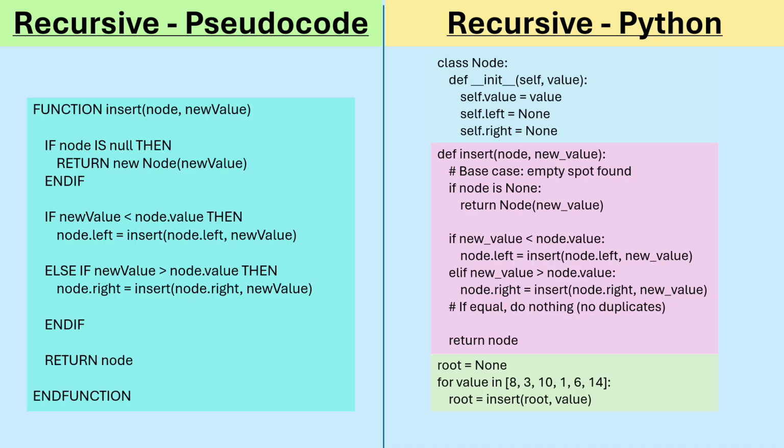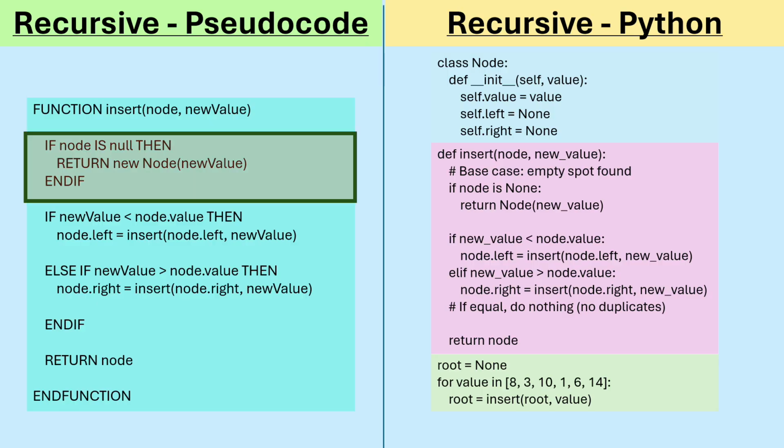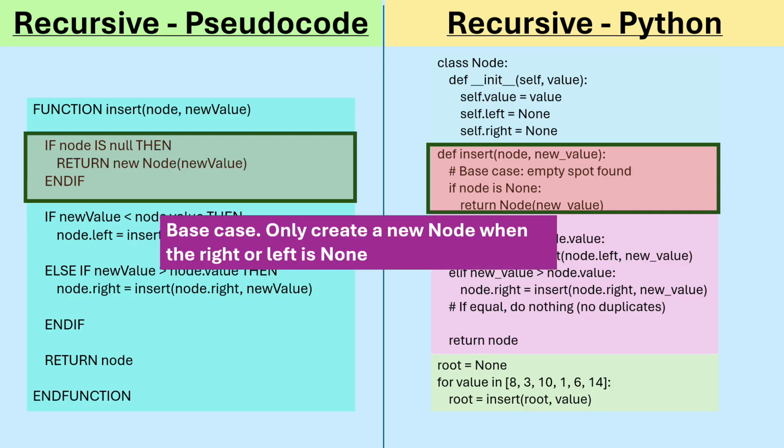And this is the pseudocode we did last lesson. So let's quickly look at the two together, the pseudocode and the Python code. This is the base case, and the base case is used to create a new node. We always need to create a new node when it's the root, so the first node is always going to be the root. We also need to create a node when we insert a new node. And every time we insert a new node, we can't insert it unless the right side or the left side of the parent is None. So this is the base case that checks that. We only create a new node when the right or left is None.